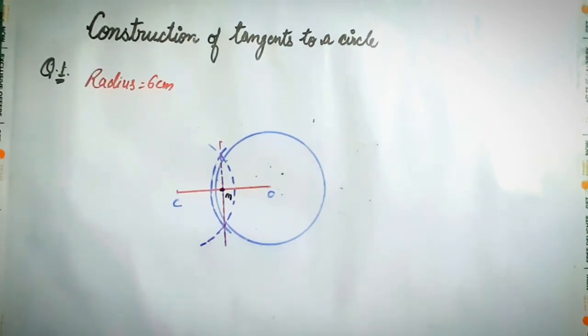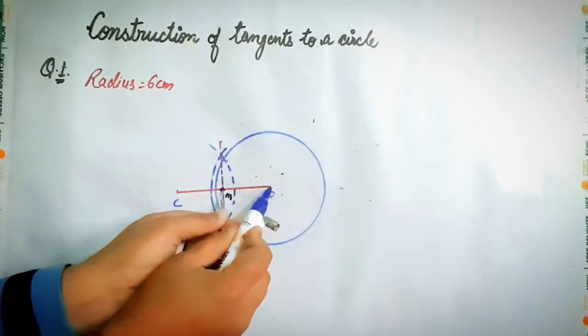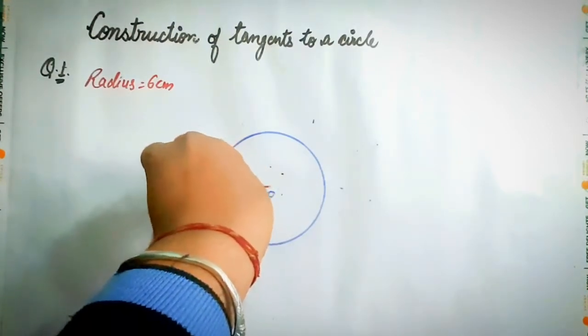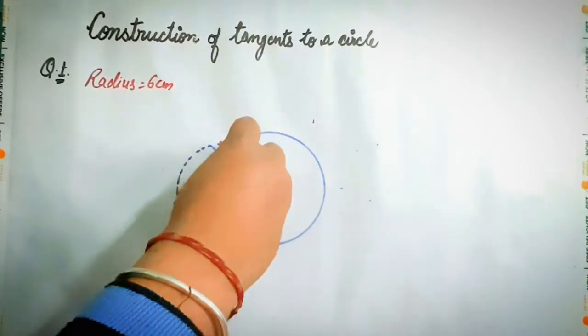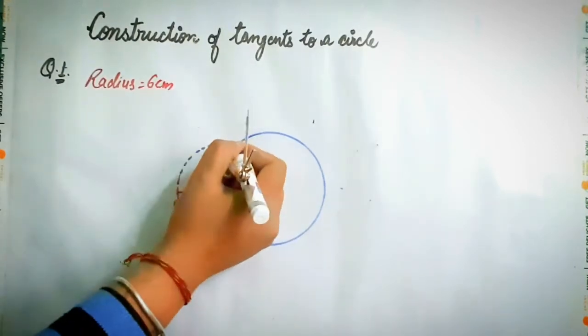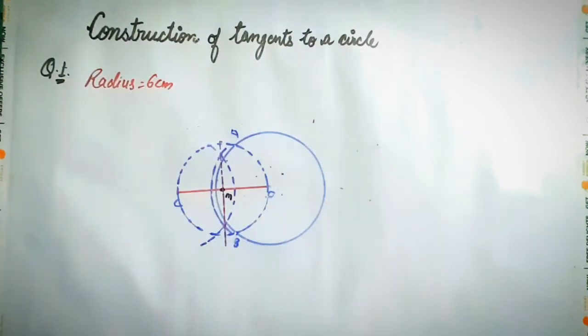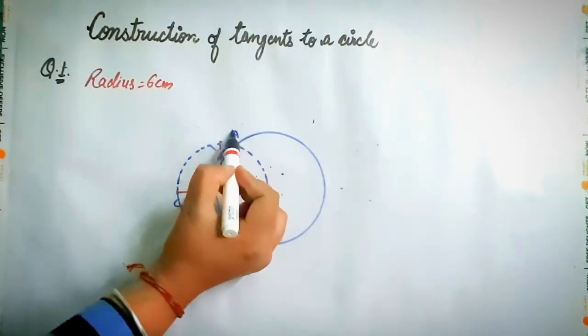Then we have to find out the point of contact. So what you can do, open your compass equals to either MO or MC. Then draw a dotted circle. The dotted circle is intersecting your circle O at 2 points. Name them point A and point B. Now what you need to do, join A with C as well as B with C. These A and B are your points of contact.